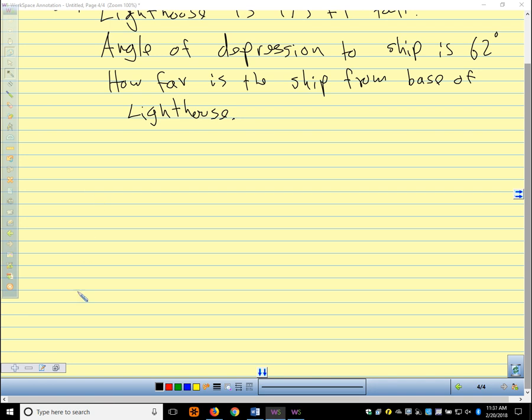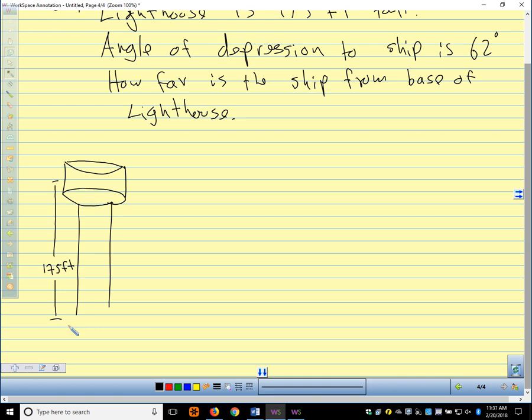So let's draw a picture. Lighthouses look very similar to observation towers or control towers. There's my lighthouse, and it tells us that from where we're looking here, this is 175 feet. We're looking out at this ship. There's our ship. And we're looking from the lighthouse to the ship from 175 feet up.